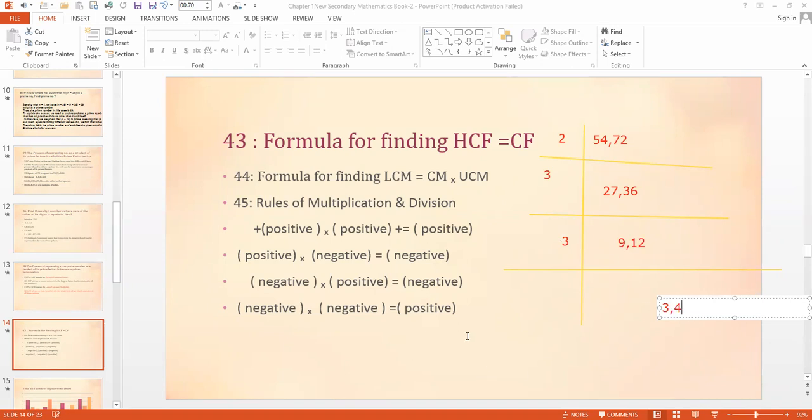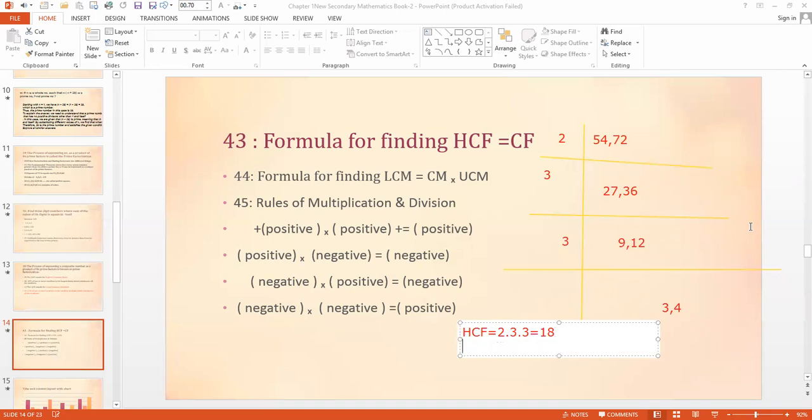Now, in HCF, I have to write only the common factors. Which ones are common here? 2 into 3 into 3. 3 threes are 9, 9 twos are 18. So 18 is your HCF.